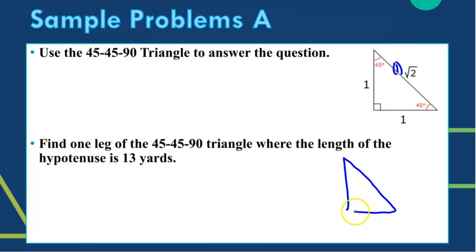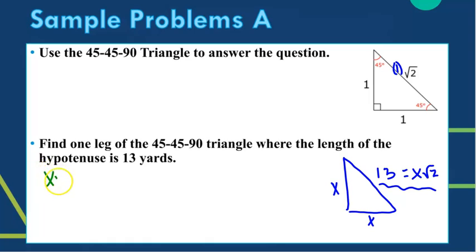So if the length of the hypotenuse is 13, we need to find out what the length is for each of these. So I know that this leg is going to be x, and this is going to be x. This is going to be x times the square root of 2. Now I'm just going to focus in on this part right here because I just need to solve for x, because that's going to tell me the side length of the triangle. So if I solve for x, I'm going to put that over here.